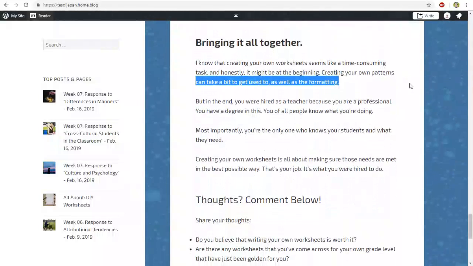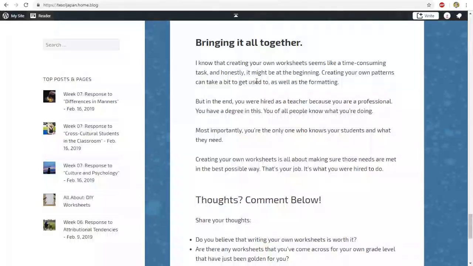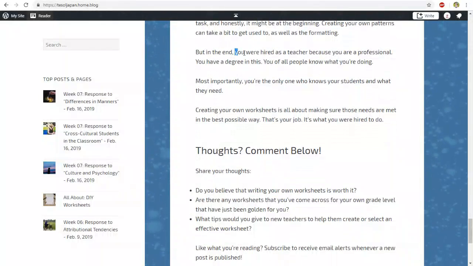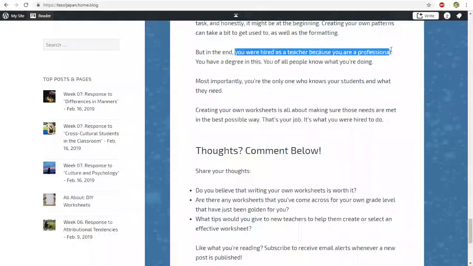So bringing this all together, I know that creating your own worksheets, it seems like a time-consuming task, and honestly, it might be at the beginning. Creating your own patterns and formatting worksheets might be a bit to get used to, but the bottom line is this. You were hired as a teacher because you are a professional. You're a professional. You have a degree in this. You of all people know what you're doing.